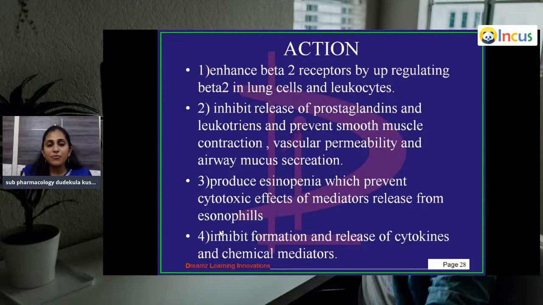The main mechanism of action of corticosteroids: they mainly enhance beta-2 receptors by upregulating beta-2 receptors present in airway cells. Further, they inhibit release of prostaglandins and leukotrienes, preventing the inflammatory reaction, so they prevent smooth muscle contraction, vascular permeability and airway mucus secretion. They also reduce eosinophilia by preventing mediator release from eosinophils. They also inhibit formation and release of cytokines and chemical mediators. So the main action is anti-inflammatory action.